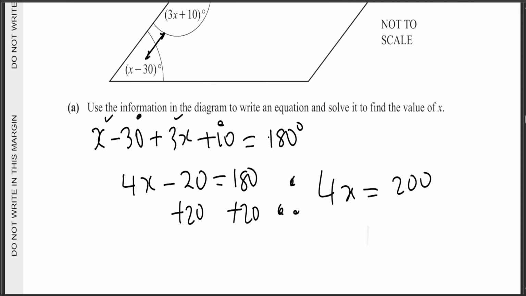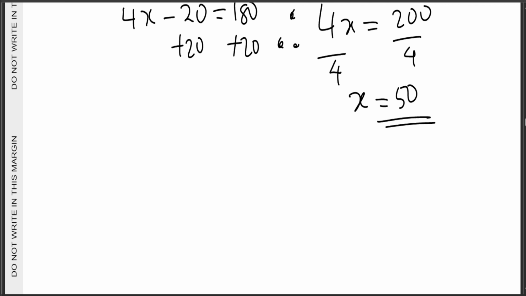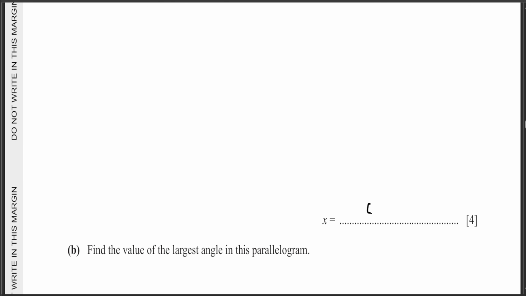So that is the equation. But if you want to find the value of x, divide by 4, divide by 4. So 4 goes into 200 50 times. So that is the answer. Not that hard, right?